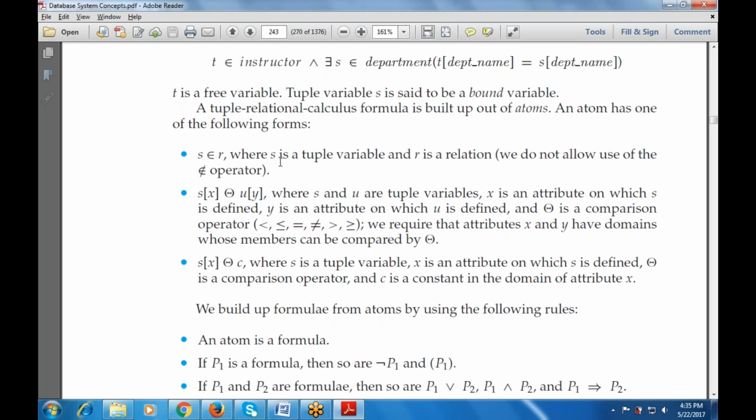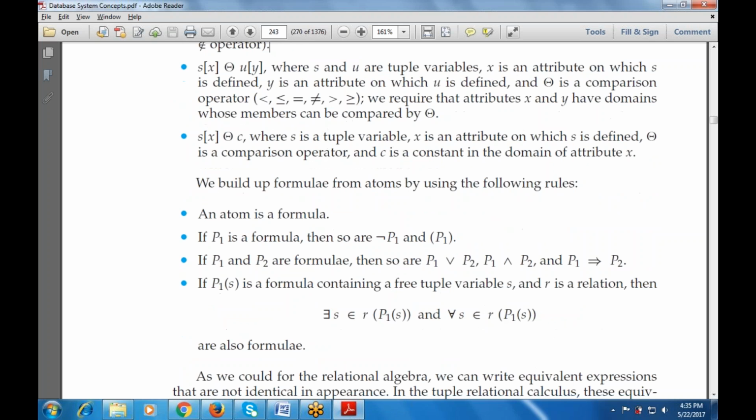So we build up formulas from atoms by using the following rules. An atom is a formula. If P1 is a formula, then so are not P1 and (P1). If P1 and P2 are formulas, then so are P1 or P2, P1 and P2, and P1 implies P2. So this depends on the formula to formula, this depends on the atom to atom.